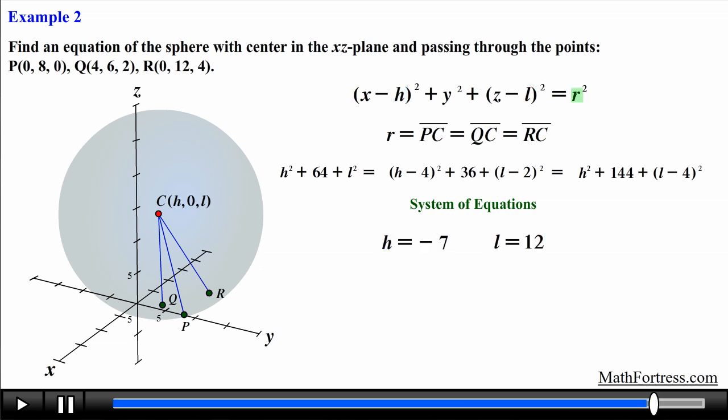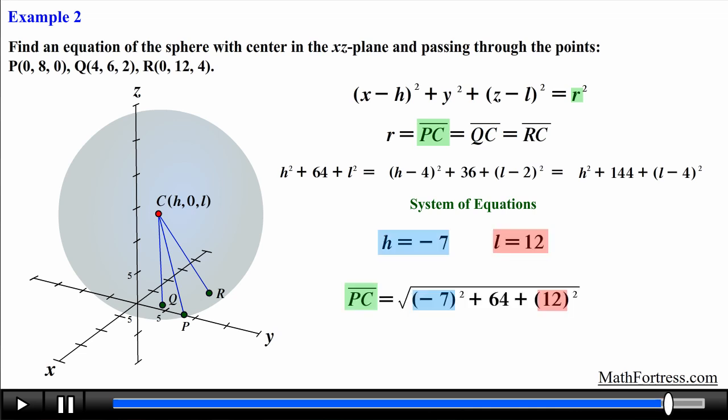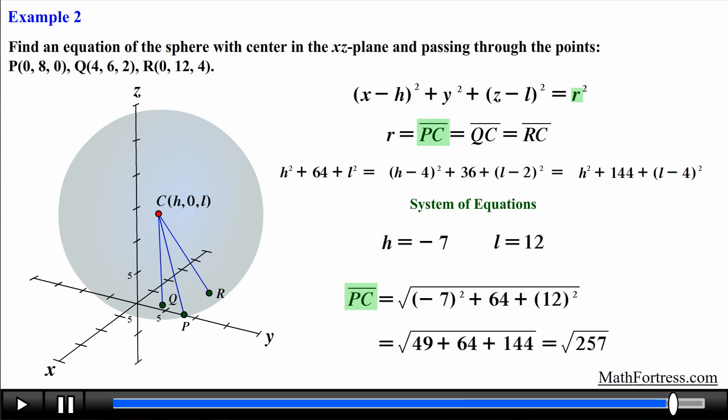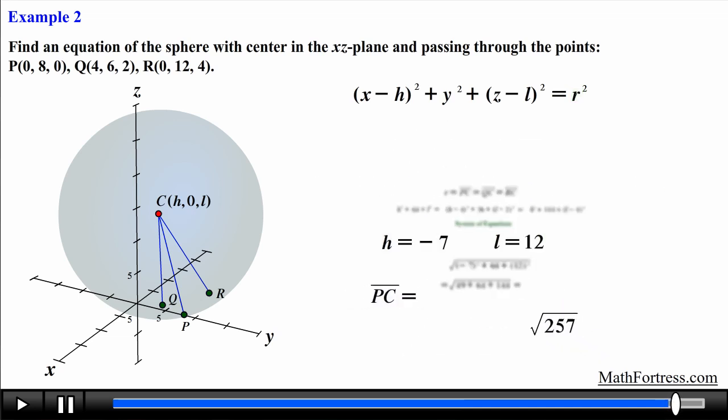To find the radius is just a matter of substituting the values for h and L into any of the three line segments, since all three of them represent the radius of the sphere. Let's go ahead and substitute them into the expression representing line segment PC. Simplifying the expression, we obtain the square root of 257.